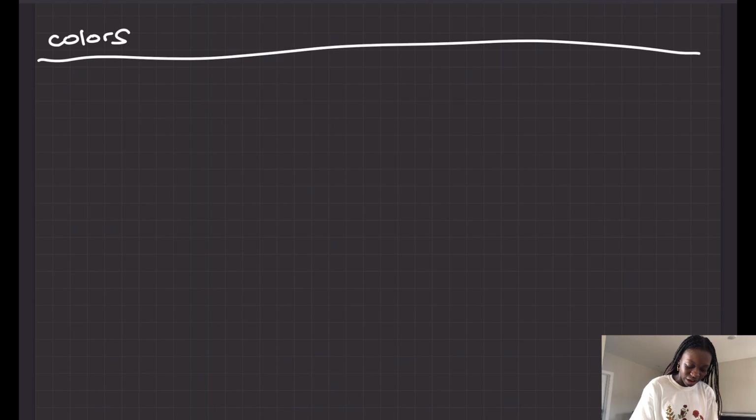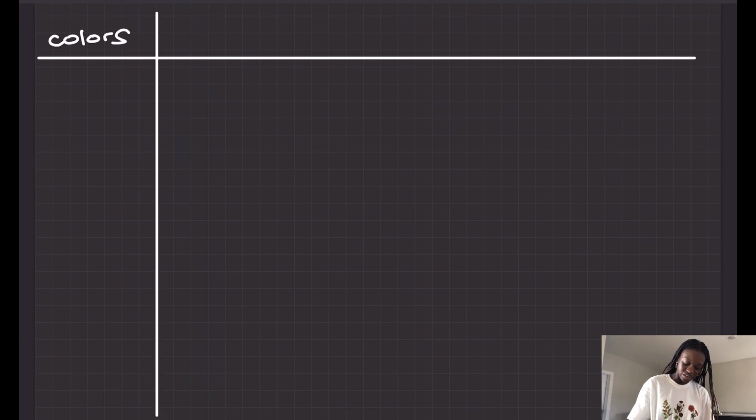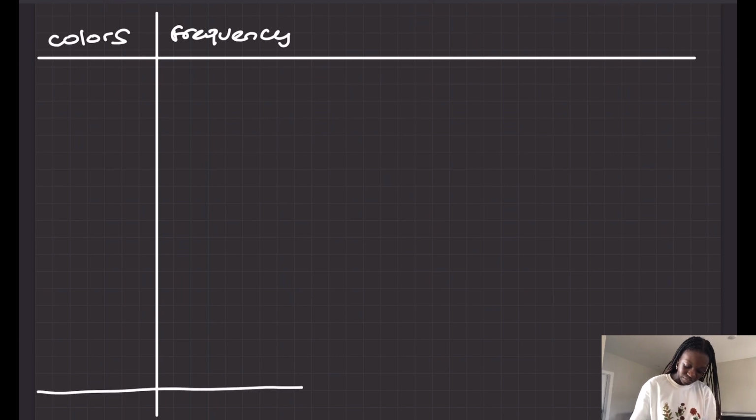We got it. So we're gonna start by making our table. On top, I'm gonna put colors. I always put titles for the tables. This is not required, but I like to do that. And a line down the center, right here. And then I'm gonna put frequency in the middle. And then at the bottom, I'm gonna leave space for the total.